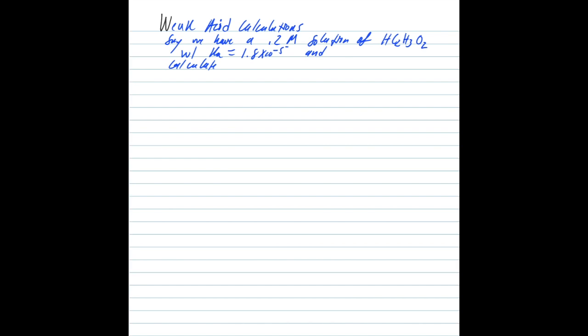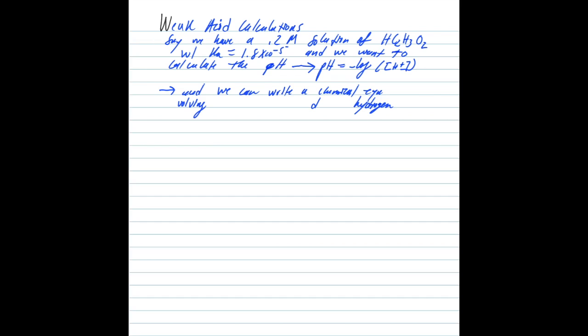Now we're going to move on to talking about how you can use this information to actually do calculations. So if you're in AP chemistry, gen chem, or even high school chemistry, this is something that you'll probably see. Maybe less so in high school chemistry, but definitely AP chem and general chemistry. So let's say we have a 0.2 molar solution of acetic acid, and we know that the Ka is 1.8 times 10 to the negative fifth. And we want to calculate the pH with this information. We already know that pH is equal to negative log of the H plus concentration, or the proton concentration.